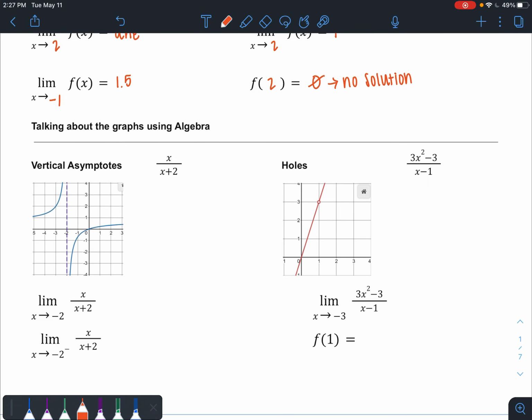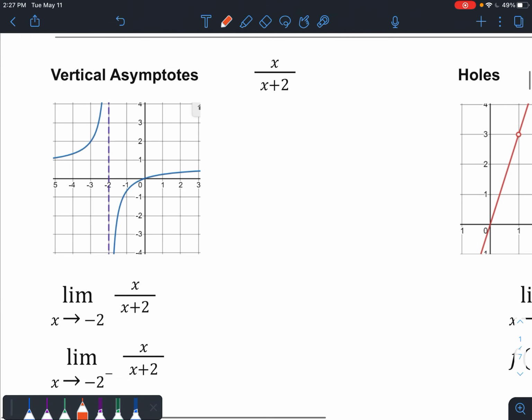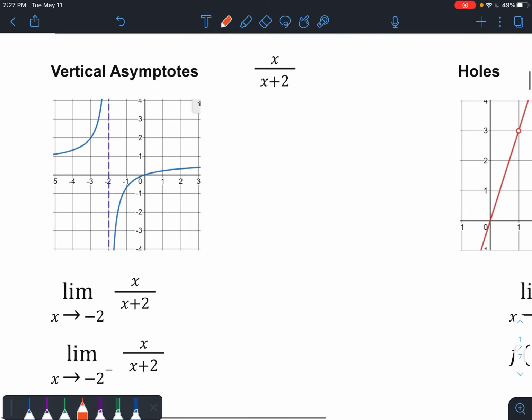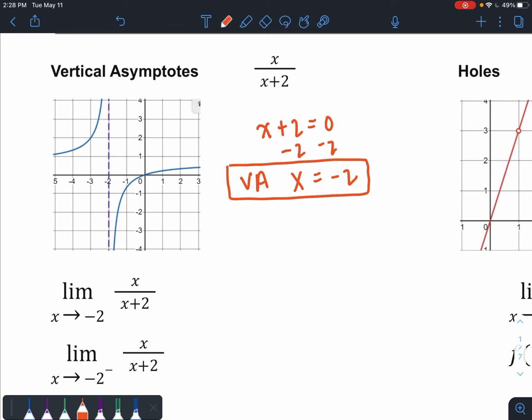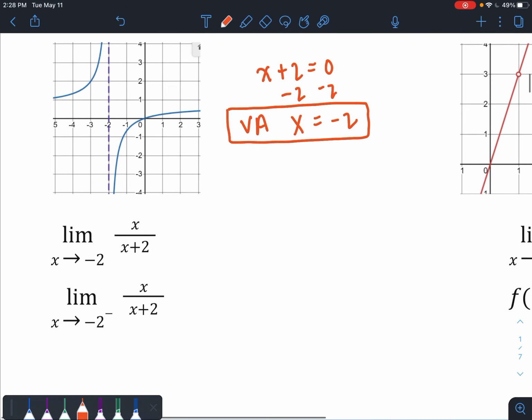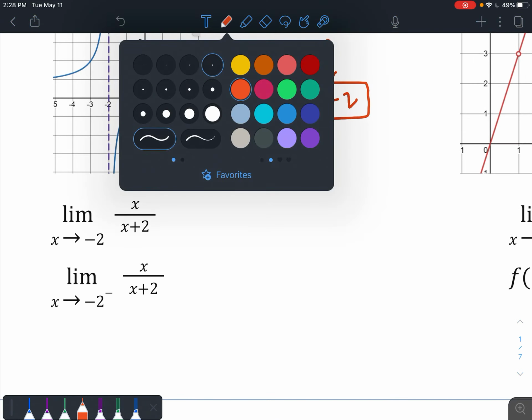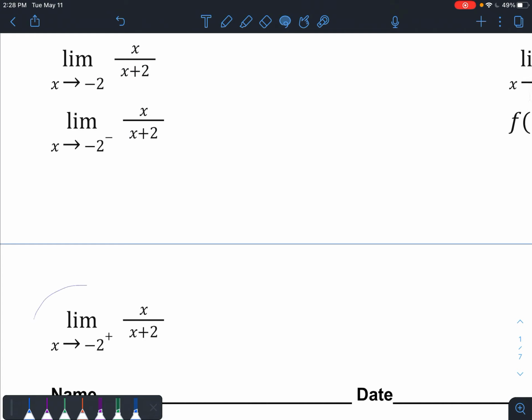Now we're going to do a little algebra to back it up here. If I have a graph x over x plus 2, and I set the denominator x plus 2 equal to 0, like we've done before, then subtracting 2 from both sides, x equals -2 is a vertical asymptote. So I have a vertical asymptote at x equals -2. Let's look at the limits at that vertical asymptote. Let's go ahead and move that up.